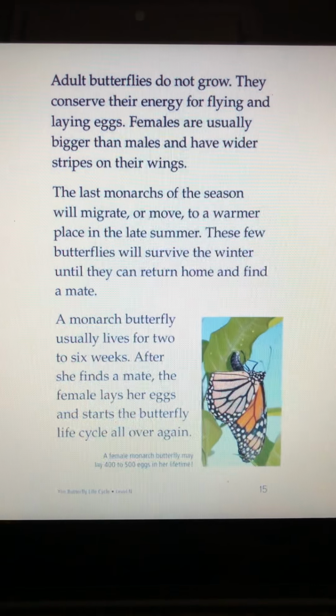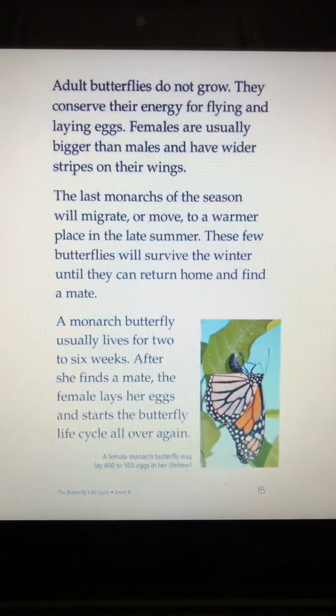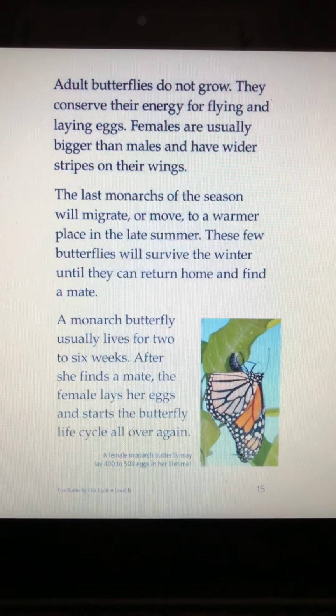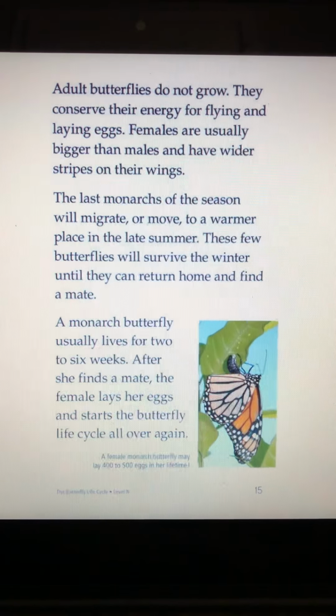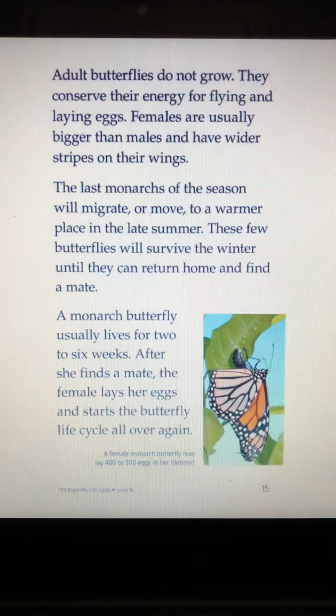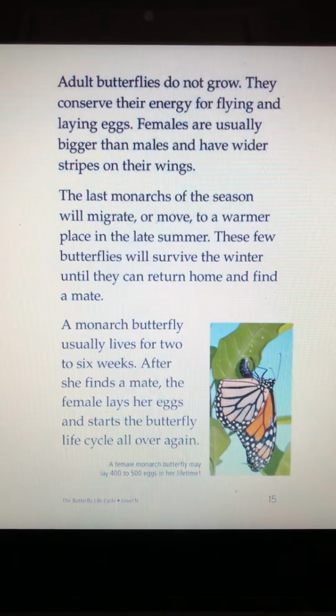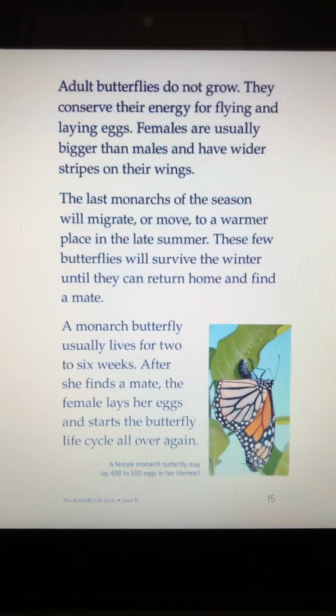Adult butterflies do not grow. They conserve their energy for flying and laying eggs. Females are usually bigger than males and have wider stripes on their wings. The last monarchs of the season will migrate, or move to a warmer place, in the late summer. These few butterflies will survive the winter until they can return home and find a mate.